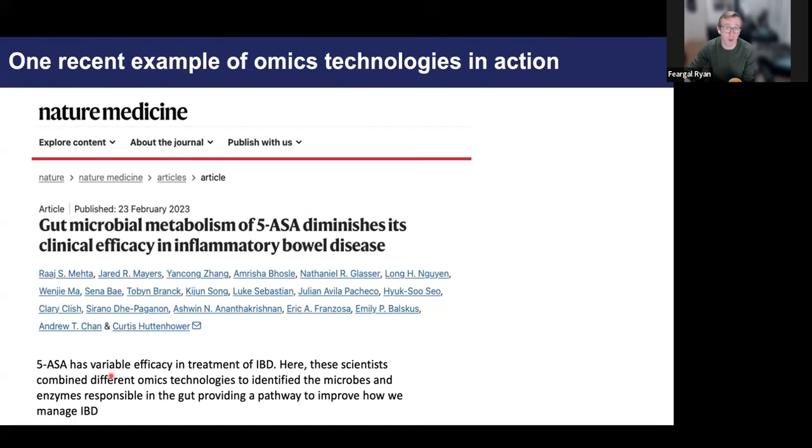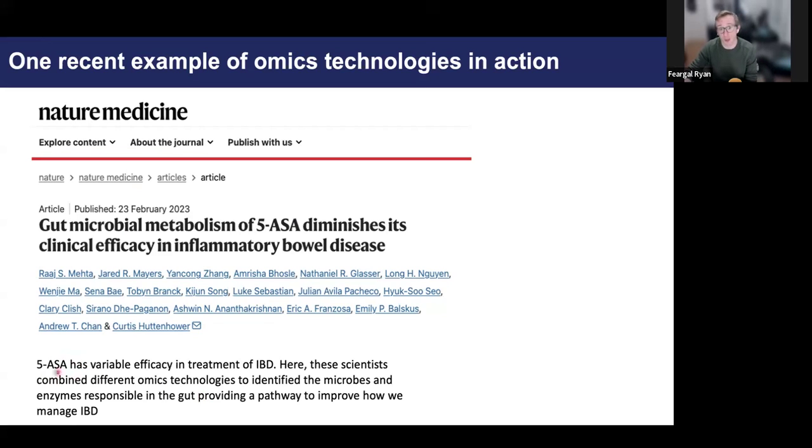But 5-ASA has quite variable efficacy in treating IBD. Here, what this team did was combine a bunch of these omics technologies to identify that there's a specific microbe responsible for this variable efficacy. And actually, it's a specific enzyme within that specific microbe that's responsible. What this means is that they can now develop a test to see, well, if you have this microbe, maybe you need an antibiotic or diet intervention to adjust your microbiome for that.